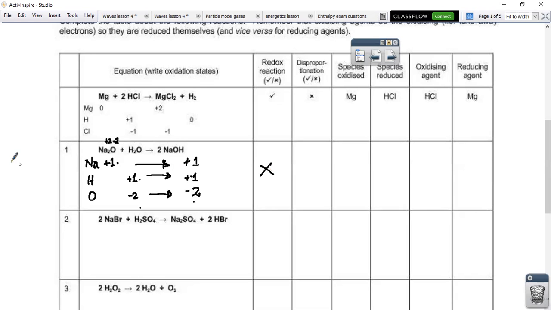Very good. So you will get these kind of questions in your multiple choice to say which of these reactions is not a redox reaction. So this is a process you'd use. Okay. Have I got number 2 then? Show you number 2.